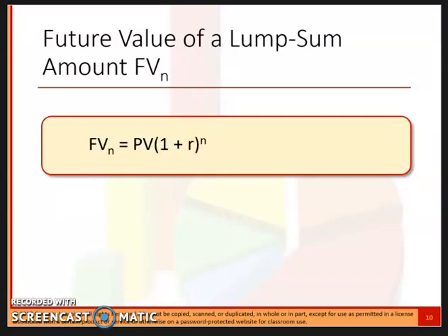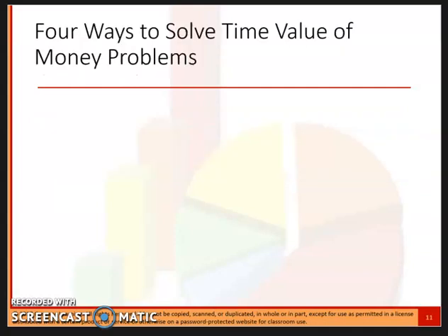So this is the formula we just applied. Future value is equal to the present value, in this case $700, multiplied by 1 plus the interest rate, in this case 10%, to the N, and N is 3 for 3 periods, and that was our $931.70. That's one of the ways that we've seen, 2 of 4 ways to solve these problems.